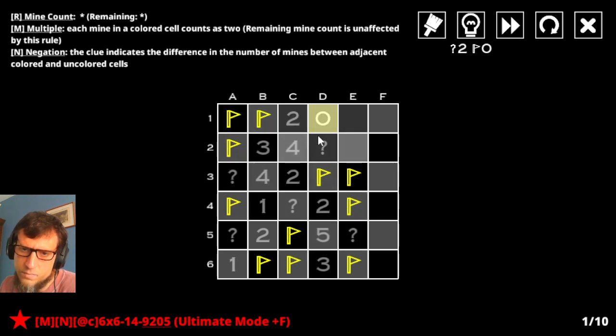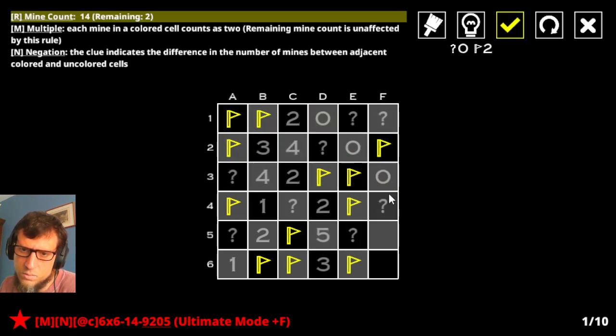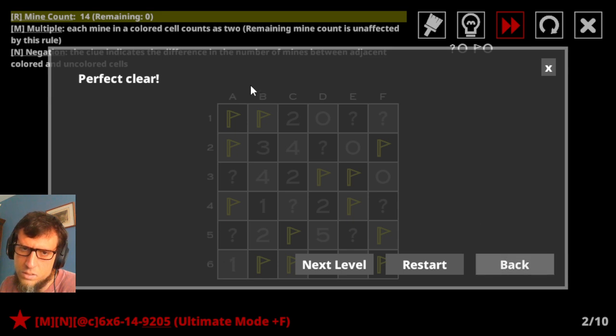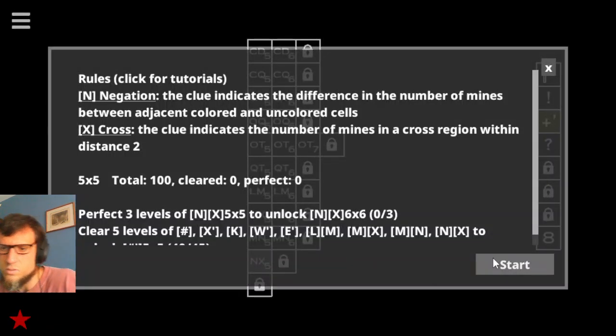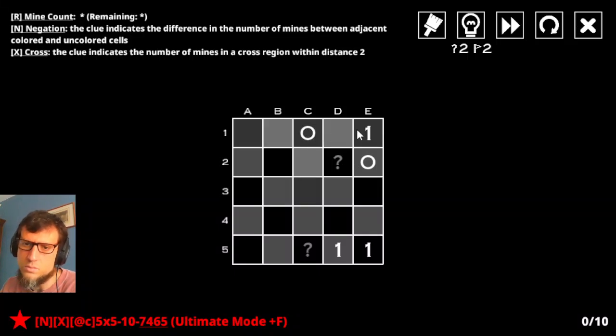Yep. Okay. Fair enough. Keep going. Here we go. Got him. Okay. That was a second 6x6. Now for negation cross. Or negation cross. All right.